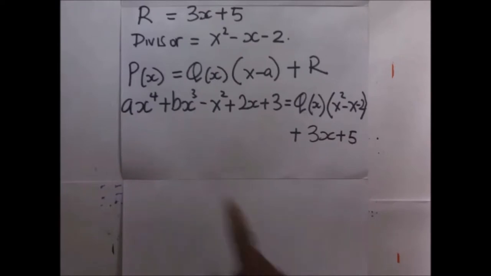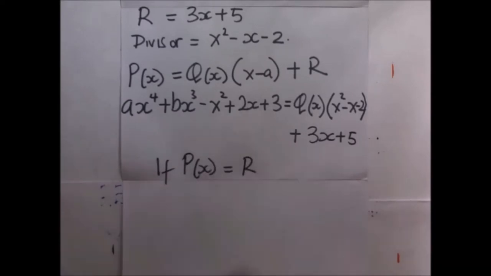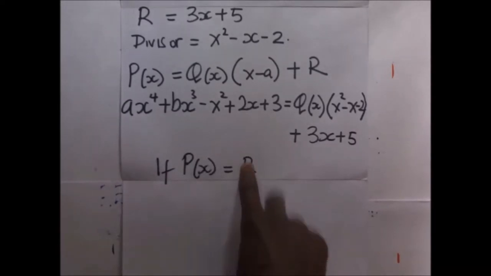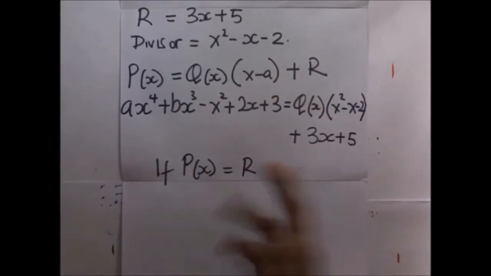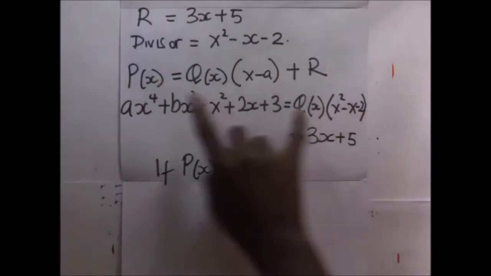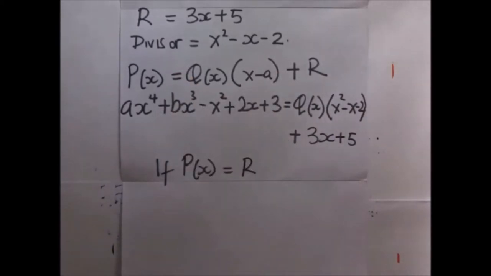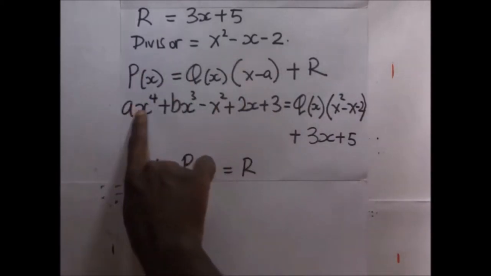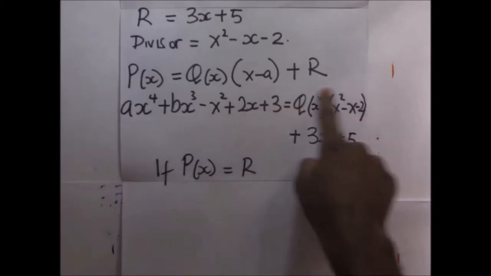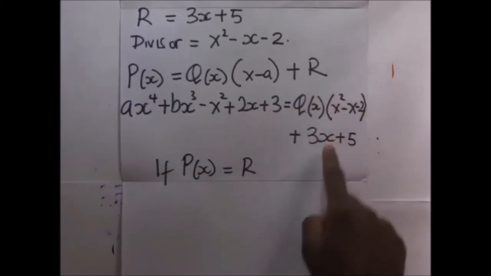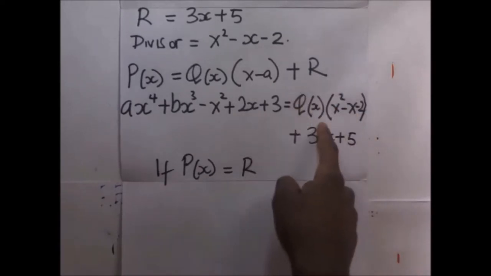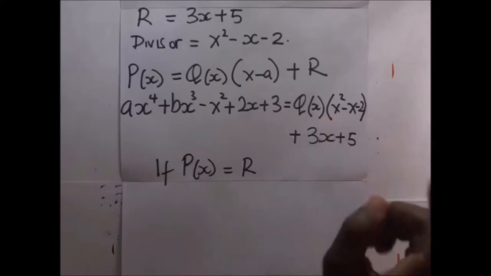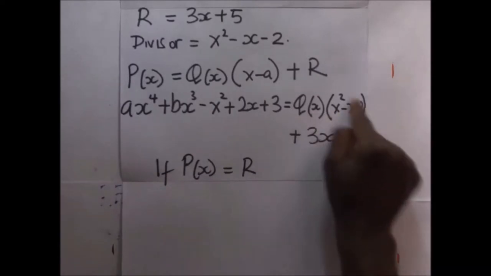We all know that if p of x is to be equal to the remainder, then it means that this whole term should be equal to 0 for that to be possible. For p of x to be equal to r, this whole term must be equal to 0. So if we're looking at this polynomial, it is equal to the product of the quotient and the divisor plus the remainder, which means that this whole term must be equal to 0. So now let's get the values of x for which this term is equal to 0.